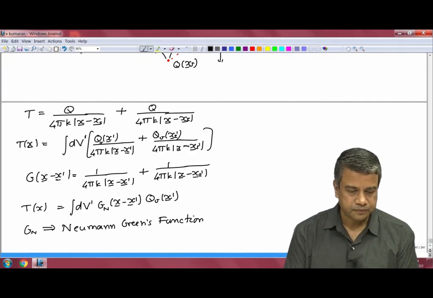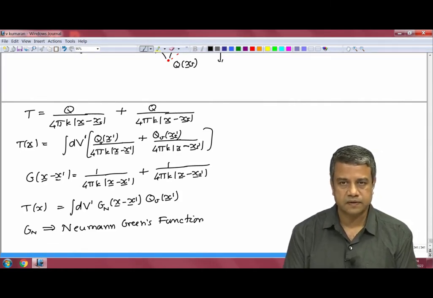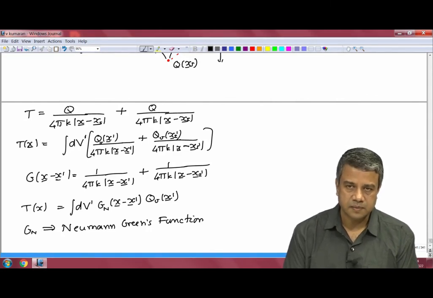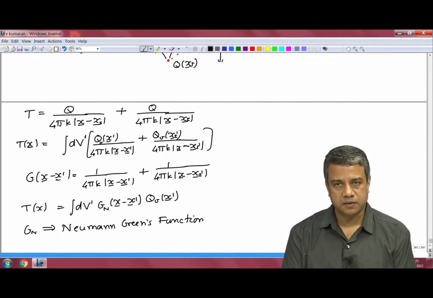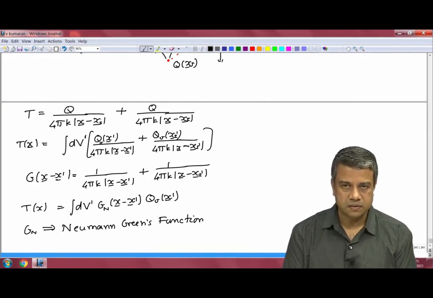So, in the next lecture I will briefly discuss a systematic procedure for solving the temperature equation in order to get the Green's function for a distributed source in a domain where there are boundaries, where boundary conditions have to be satisfied on the boundaries.